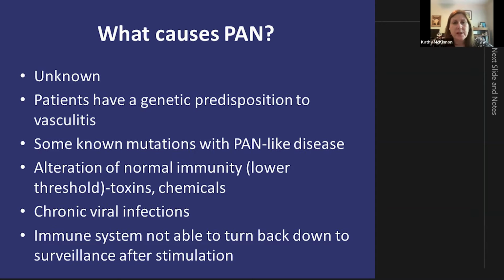So one of the first questions that patients often ask me is what causes PAN, and we really don't know what the cause is. We believe that patients have a genetic predisposition to vasculitis. Like other autoimmune diseases, we oftentimes see autoimmune disease run within families. Not necessarily the same disease, not necessarily the same type of disease, but autoimmunity in general. And there are some genetic mutations that I'll touch on a little bit later that are associated with the PAN-like disease. We think that there's some alteration in the normal immune system.